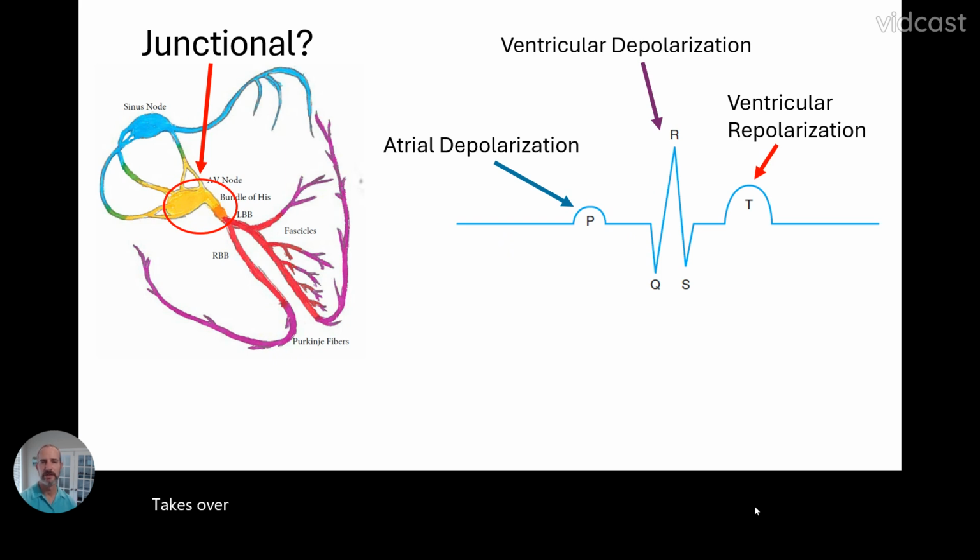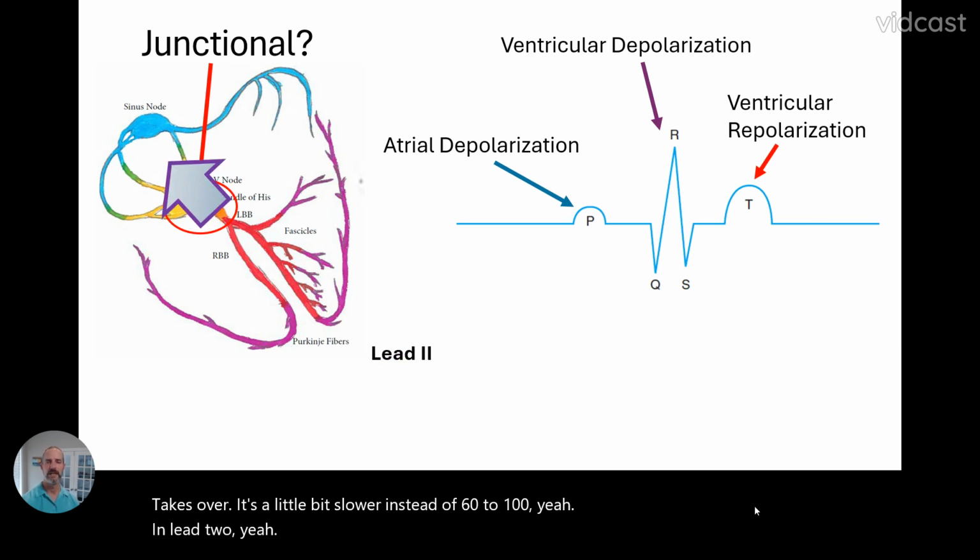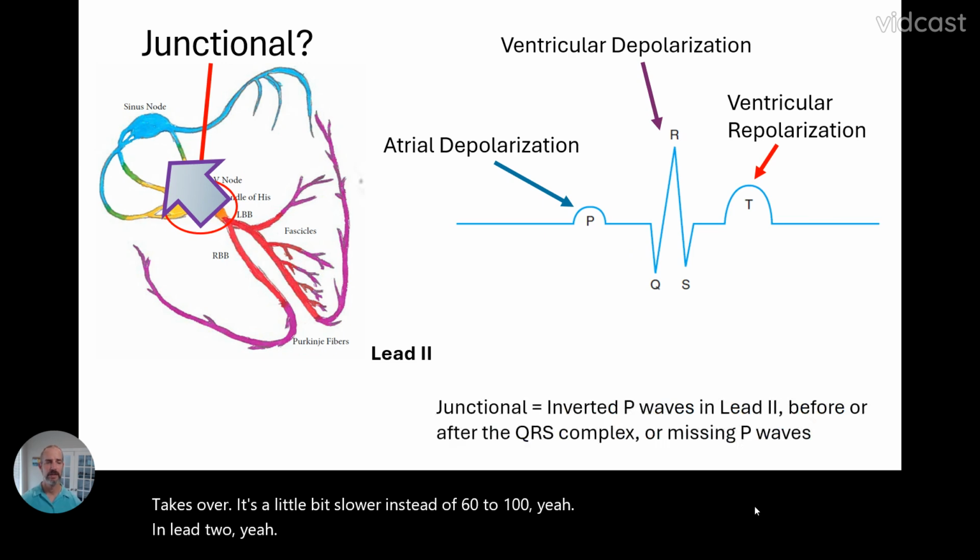It's a little bit slower. Instead of 60 to 100, you have to remember that the junction is going to be about 40 to 60 beats per minute. And remember, we're looking at lead 2. In lead 2, if we have a junctional rhythm, see how that arrow is pointing up away from lead 2? So you're going to get inverted P waves in lead 2 before or after the complex.